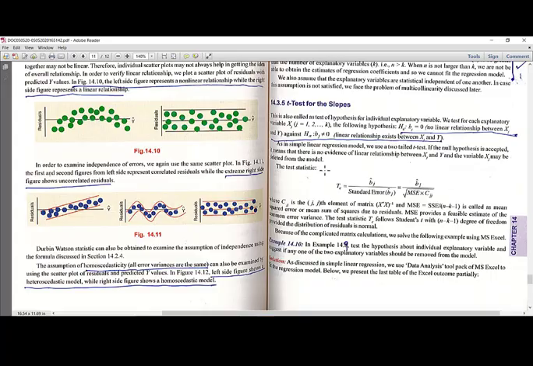Test statistic is given as bj cap divided by the square root of MSE times Cjj, where Cjj is the jjth element of the matrix (X'X) inverse, and MSE is SSE by n minus k minus 1. This is called the mean squared error, or mean sum of squares due to residuals.